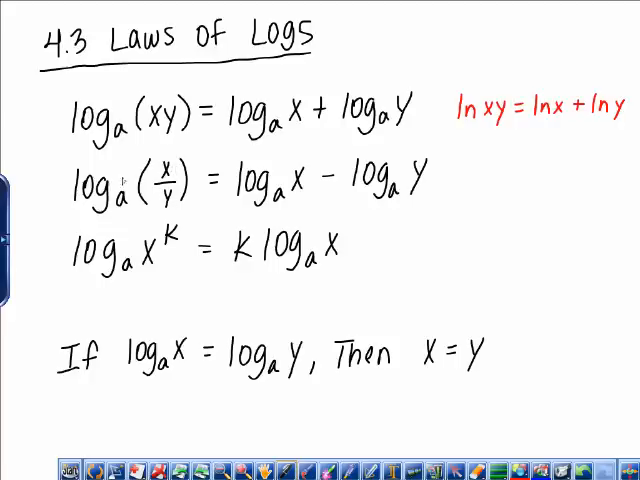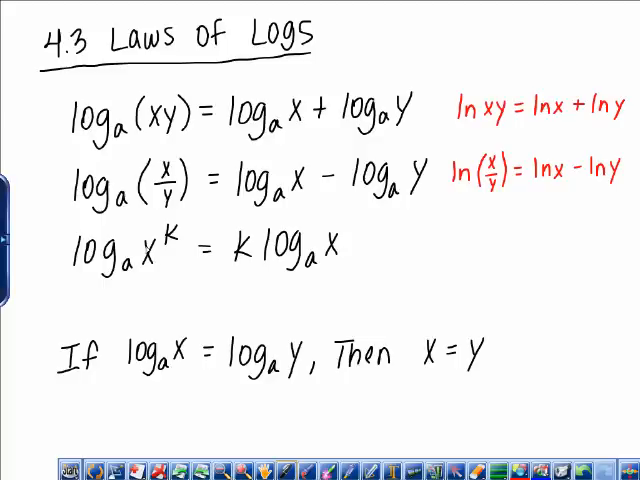So if I am taking the log of a quotient, x divided by y, it will equal the difference of the two logs. And again, this would be the exact same thing as saying natural log of x divided by y is equal to natural log of x minus natural log of y. Okay, this last one we've actually seen before.